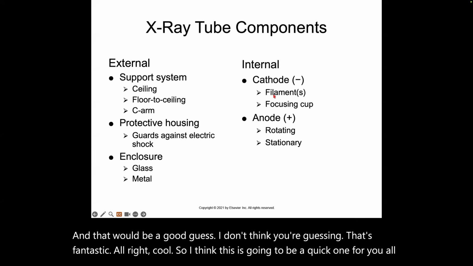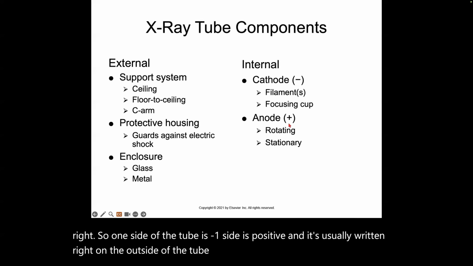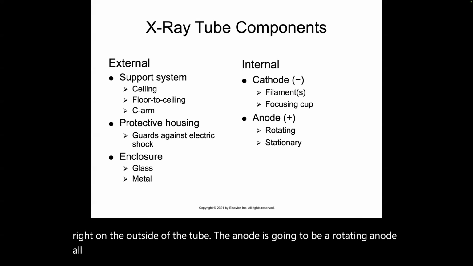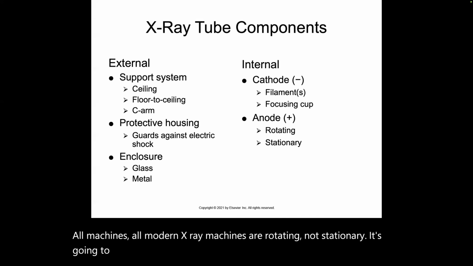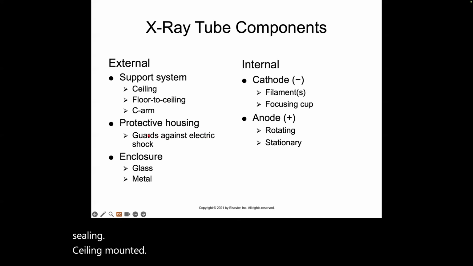All right, so one side of the tube is negative, one side is positive, and it's usually written right on the outside of the tube. The anode is going to be a rotating anode. All modern X-ray machines are rotating, not stationary. There's going to be a reason for that. We'll talk about it in just a second, all right? So the bit that you should know from here is that most designs now are ceiling mounted.